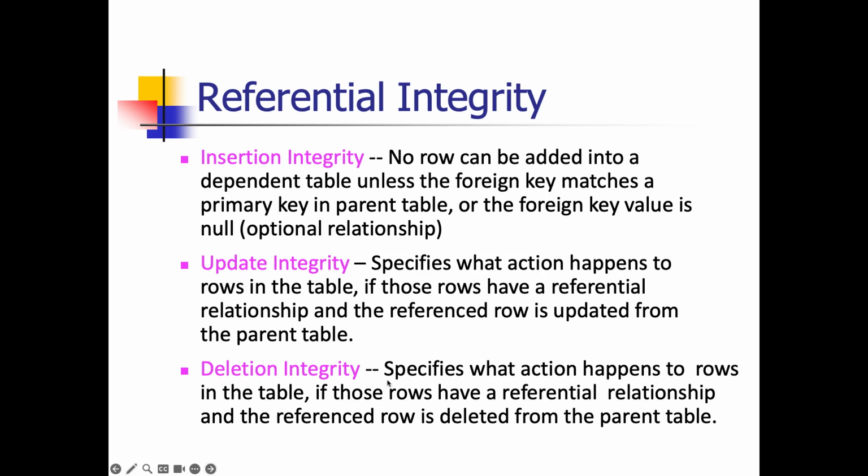And deletion integrity means what action happens to rows in the table if those rows have a referential relationship. For all of these, when it's a referential relationship, you can imagine two tables, with a foreign key in one linking to the other table. It could be instructor and student, connecting through instructor ID. It could be product and order, connecting through, for example, order ID, or anything like that.